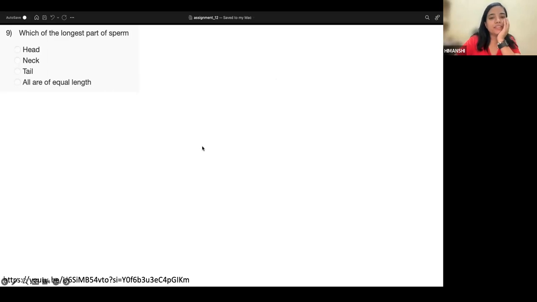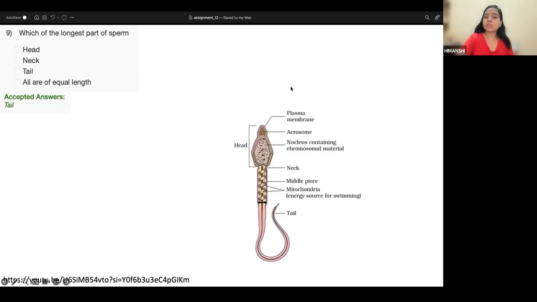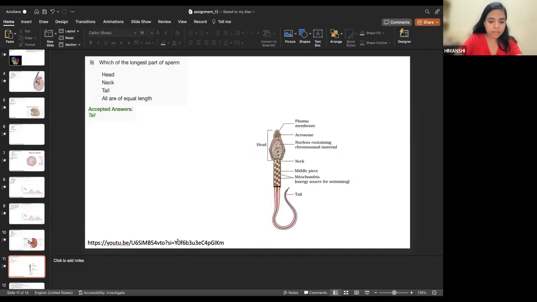I guess we can move through this question, right? So obviously the correct answer is tail, as you can see in the representative figure of a sperm. This is the head part, this is the neck part, and this is the tail. And clearly we can see that tail is the longest part. It's a very small video which tells us about the basic structure of sperm.